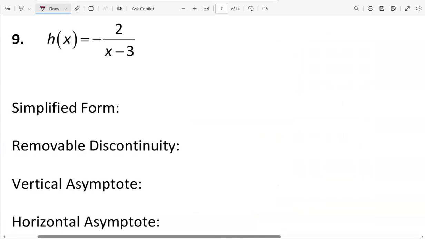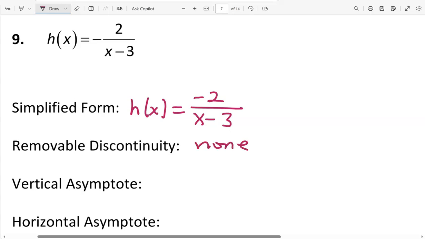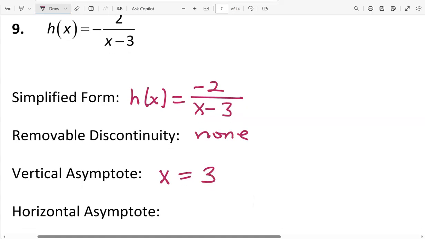In number 9, there are no factors to cancel, so h of x is just equal to negative 2 divided by x minus 3. So that means there are no removable discontinuities. The denominator is equal to 0 when x is equal to 3, so vertical asymptote at x equals 3. There is no addition afterward. We can think of that as a plus 0, so that means our horizontal asymptote is y equals 0.